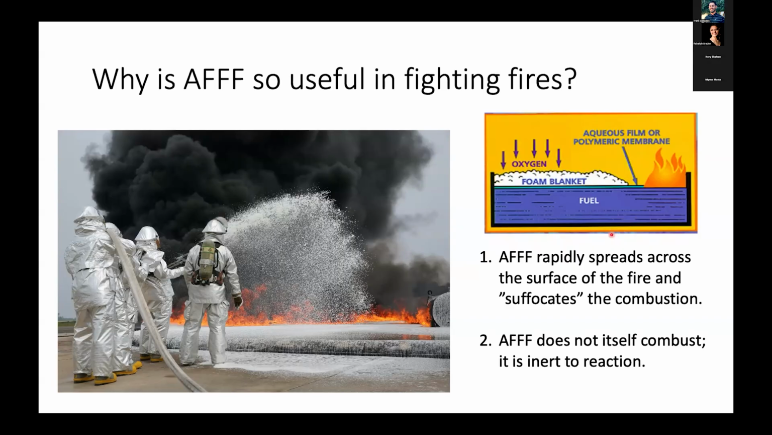And so the AFFF is tremendously good at spreading like this. Its spreading capability is exceptional. It suffocates the fire. Plus, it's a forever compound. It doesn't easily break down, so the AFFF molecules don't themselves combust. And because they don't combust, they stay there and they continue to put out the fire. So this is a remarkably wonderful material for doing this job of fighting fire. So that's why, again, the military has mandated it, and lots of other people use it for the same purpose.